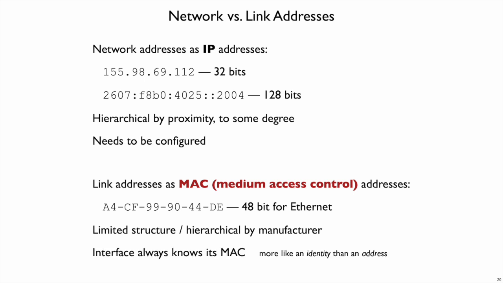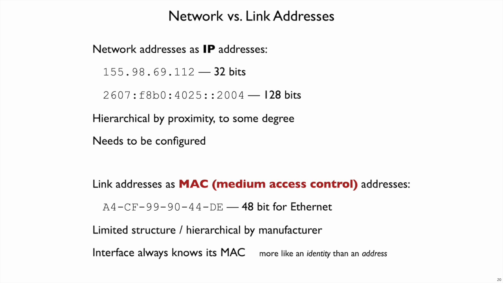And where an IP address needs to be configured by something like DHCP, a MAC address is in principle burned into the hardware. So when you get an Ethernet card, the Ethernet card knows its MAC address once and for all. That's why the addresses are organized by manufacturer. And 48 bits is enough for every Ethernet card to have its own unique identity. So anytime it participates in a network, it can be sure to have a different identity than all the others.